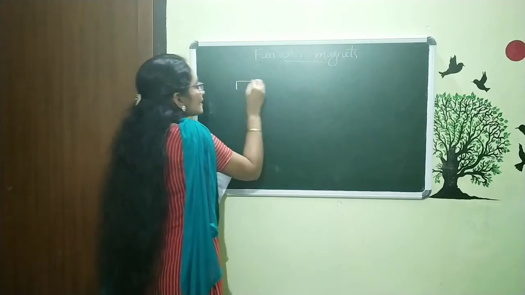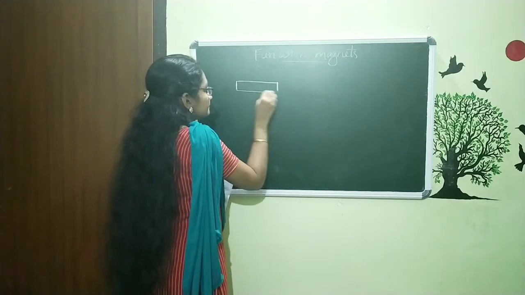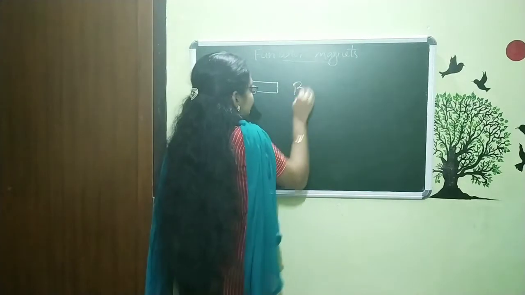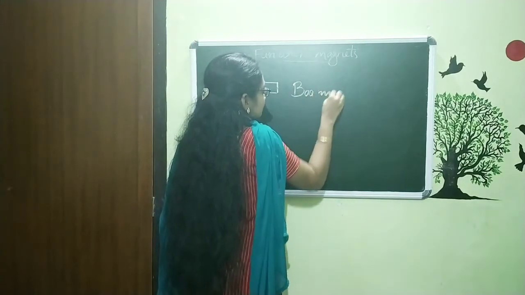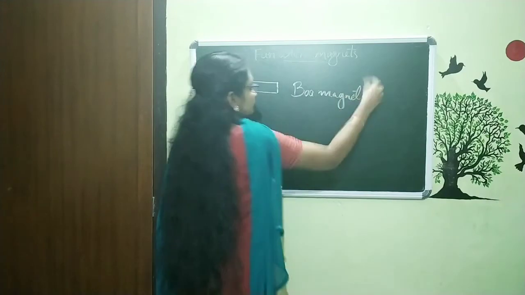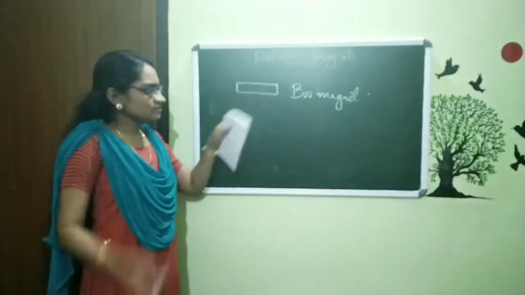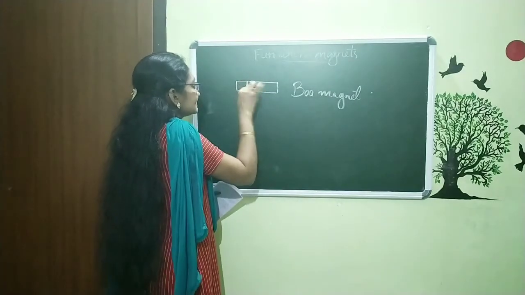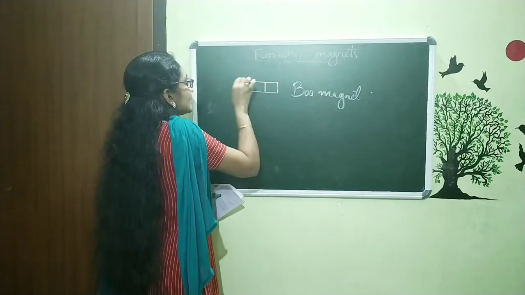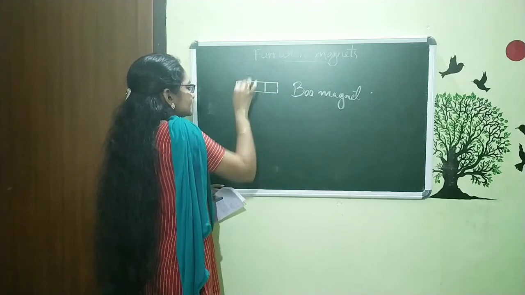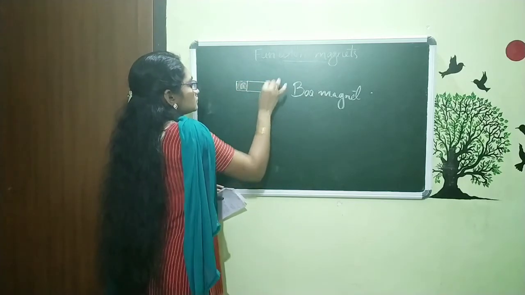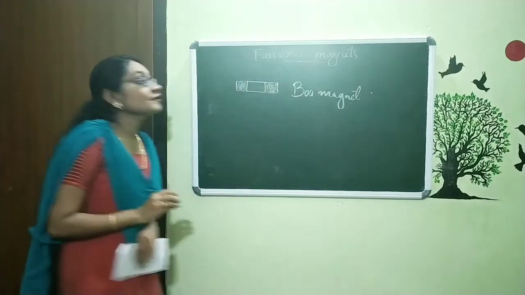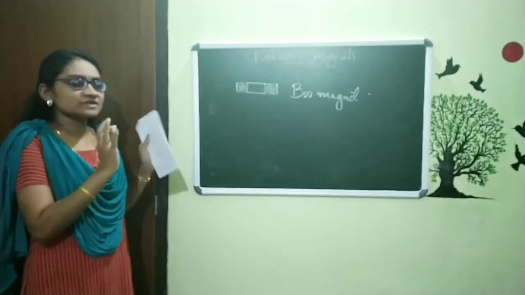Some magnets are like this. And this is called a bar magnet. It's in the shape of a bar. Generally these bar magnets have this region shaded with some sort of paint. So this is called a bar magnet. This is the name of this magnet.